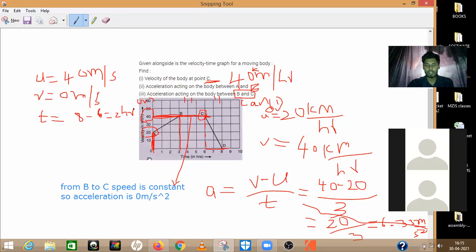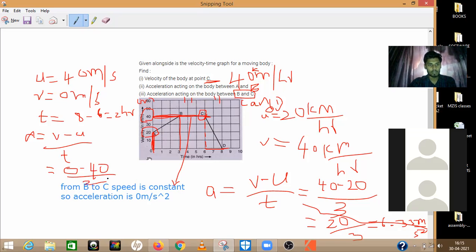2 hours. Is it yes or no? Now you can find the acceleration. Acceleration is equal to final velocity minus initial velocity divided by time period. If you substitute, final velocity is 0 minus initial velocity 40, divided by 2. So which is equal to how much? Minus 40 divided by 2, which will give minus 20.